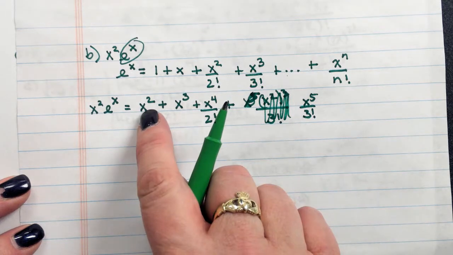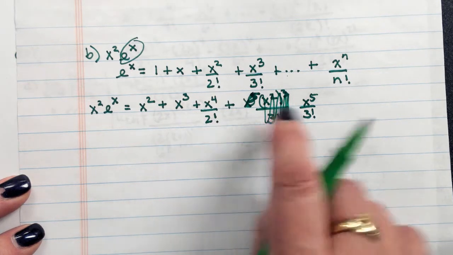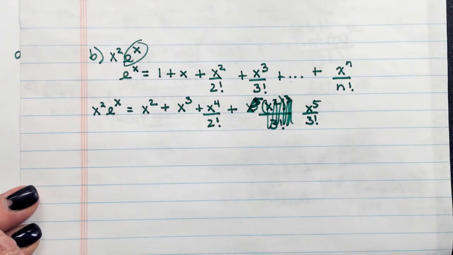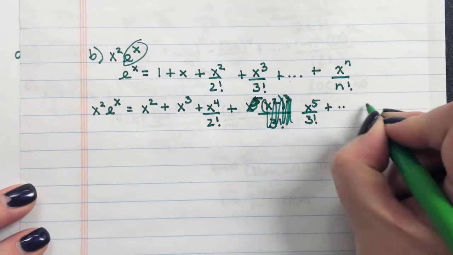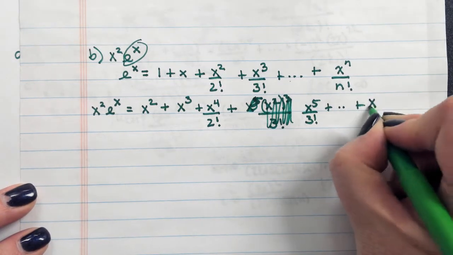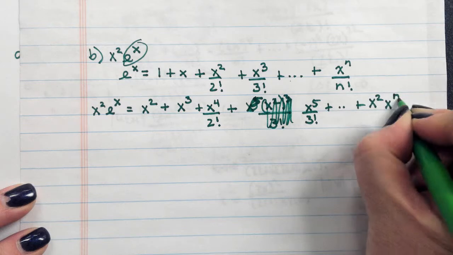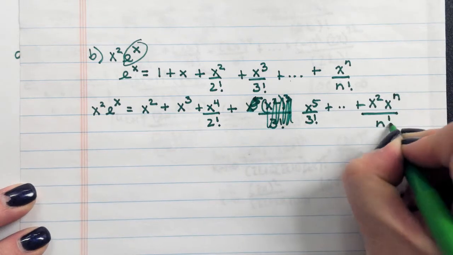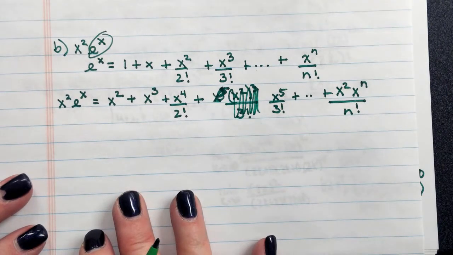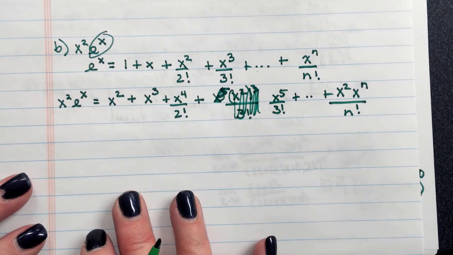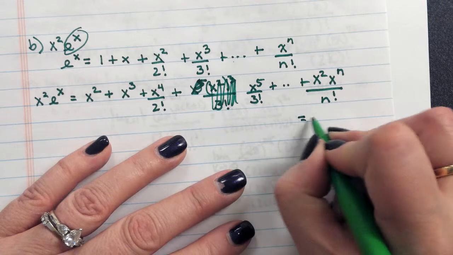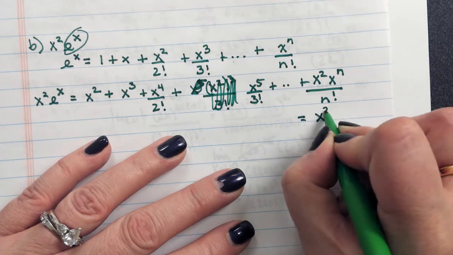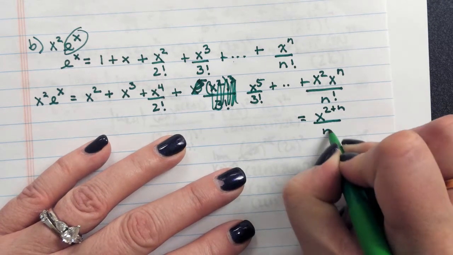So did I do that right? Let's see. x squared, x to the third, x to the fourth, x to the fifth over 3 factorial, plus, dot, dot, dot, plus. I'm taking x squared, multiplying it by x to the n over n factorial. Is there another way I could write that numerator? x to the n plus 2. So another way I could write that general form is x to the 2 plus n all over n factorial.